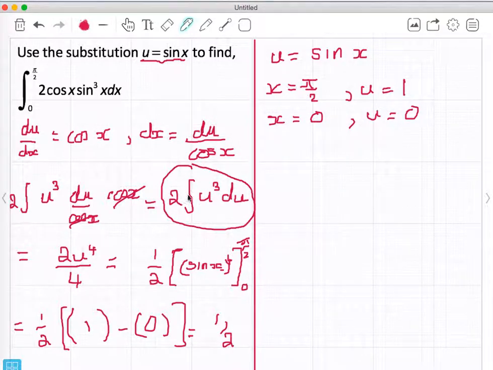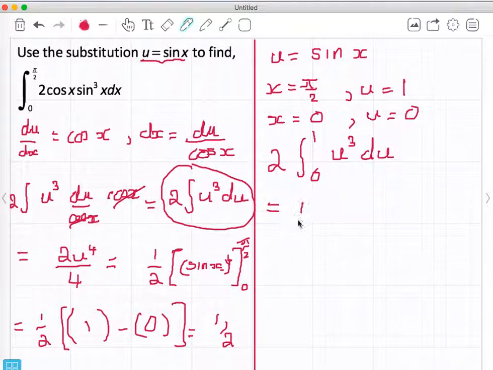So when I come to do this bit here that I've circled, it becomes 2 times the integral from 0 to 1 of u cubed du. So I've still got the same process with the substitution, but it's the limits that have changed. And this actually makes it a little bit easier when I come to do the integral. So I've got that as the integral.